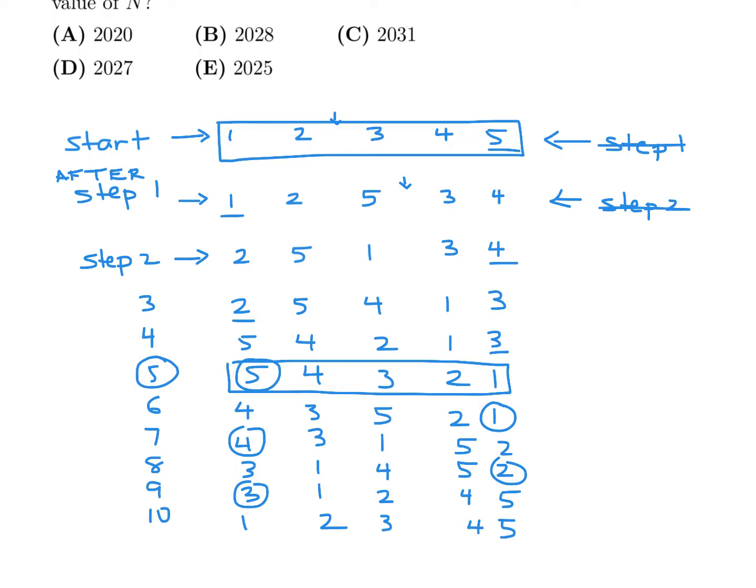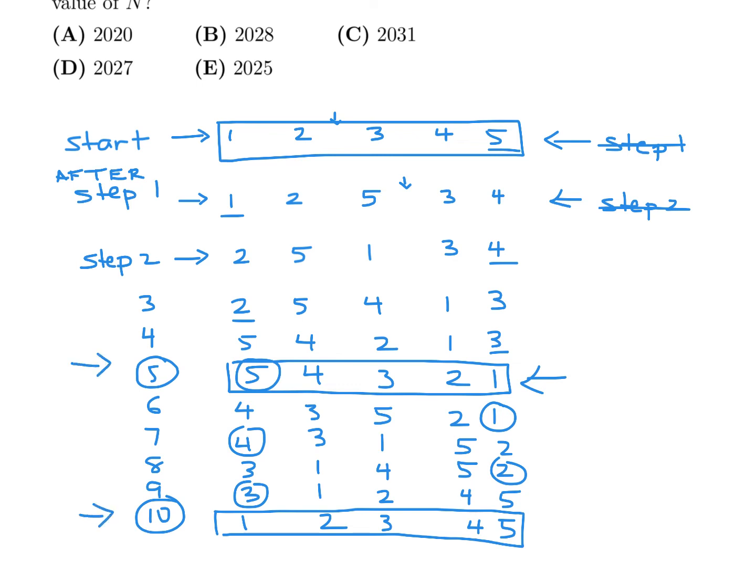Well, take a look at it now. This one is exactly the reverse of the start, and that happened at the 10th step. If you keep going, you'll find that every 5 steps, the order is exactly reversed, and therefore it's basically multiples of 5. And among the answer choices, which is a multiple of 5? The only one is E.